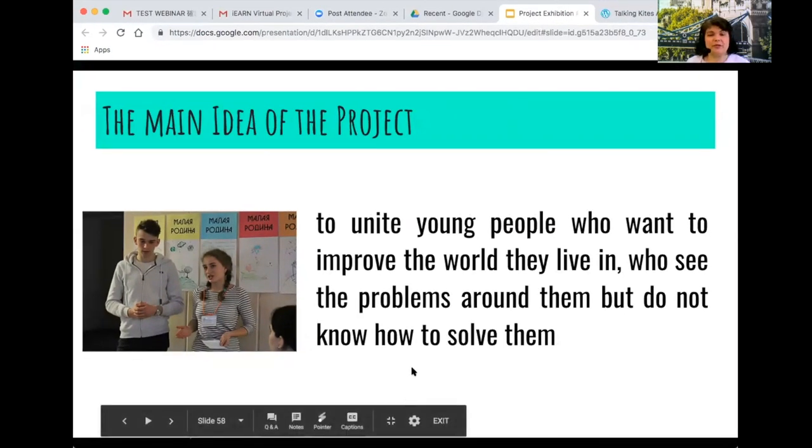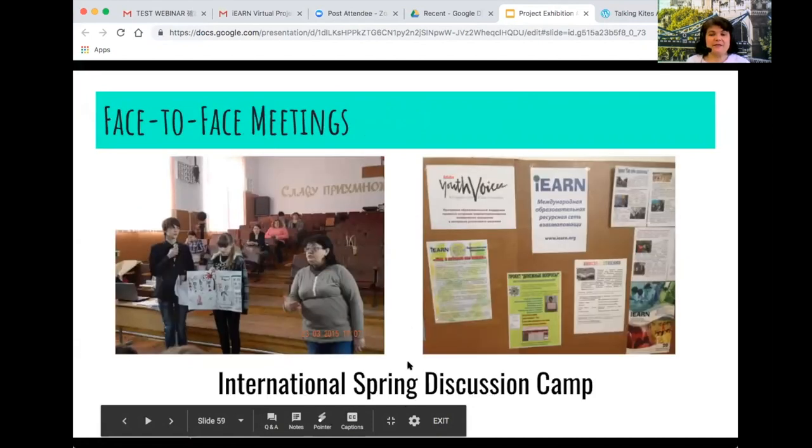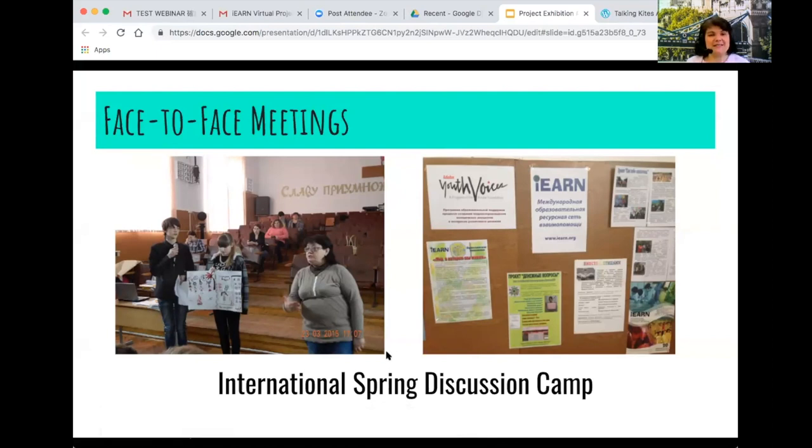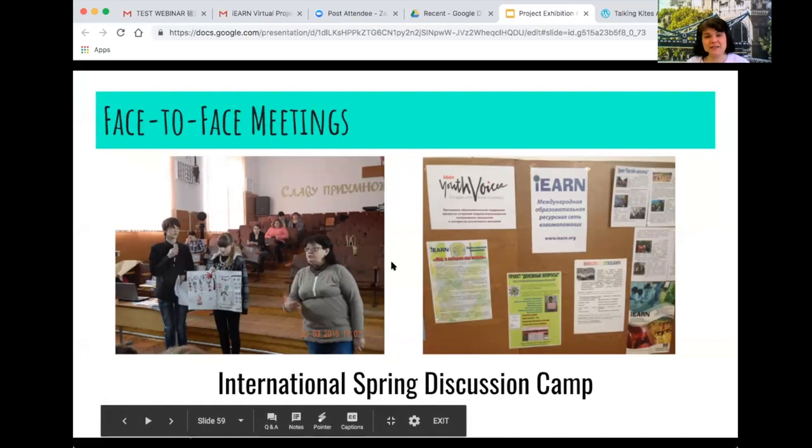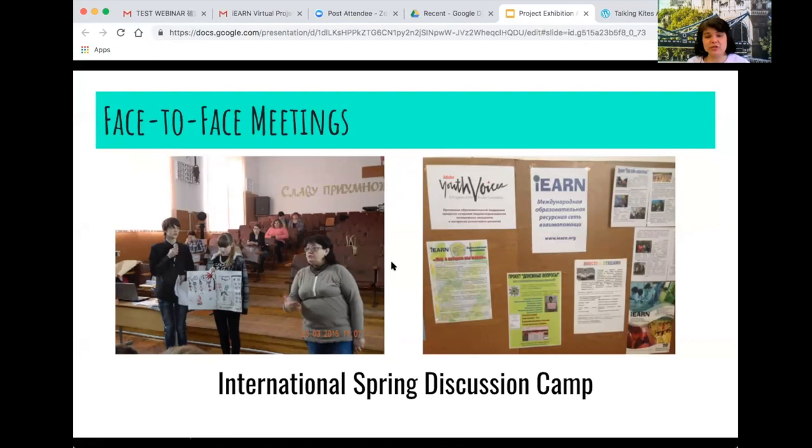The second part of the project is face-to-face meetings during the International Spring Discussion Camp. The most active participants of the project are invited to come to Brussels to take part in the camp. The main topic of the meeting is different every time, but is closely connected to the Sustainable Development Goals and Earth Charter. The participants try to find better ways to spread the ideas of sustainable development and the Earth Charter among the citizens of Brussels region.